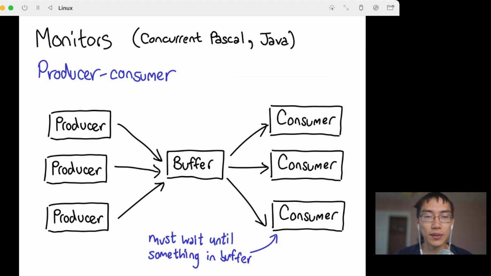So a common situation for using this sort of pattern is when you have some sort of producer-consumer situation where you've got this buffer and there's a lot of producers trying to write into the buffer, and then you have a lot of concurrent consumers trying to consume from the buffer. So all these consumers are pulling stuff off the buffer as fast as they can, but if there's nothing in the buffer, they just need to wait until some data actually gets produced by the producer.